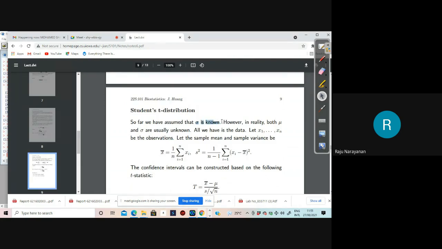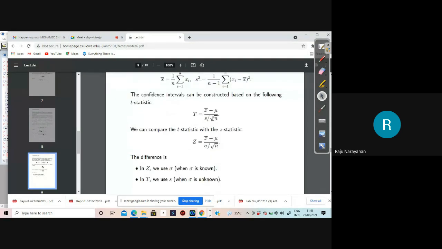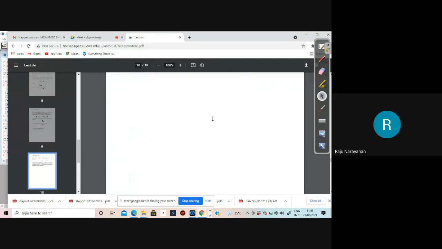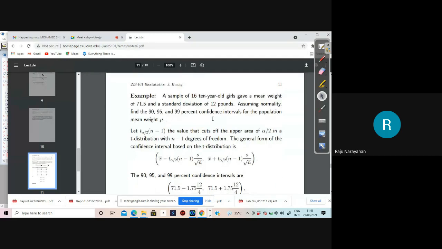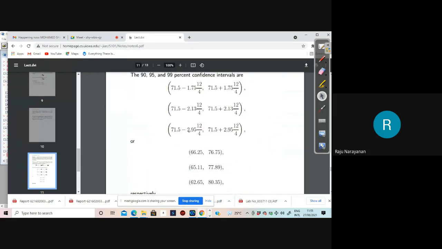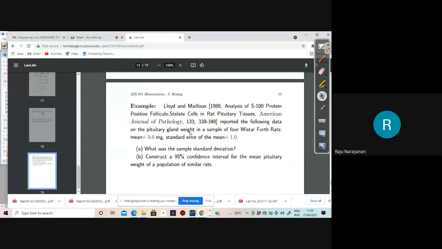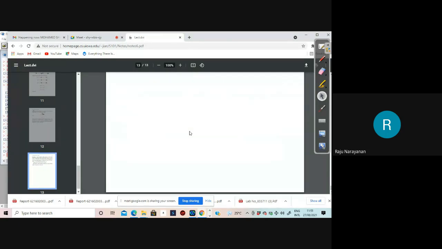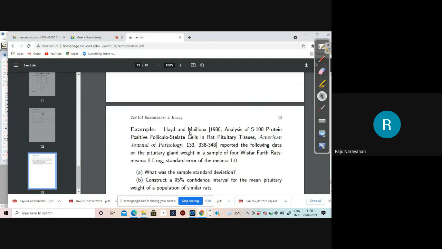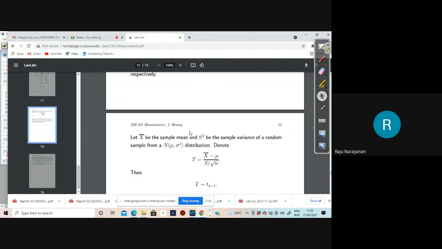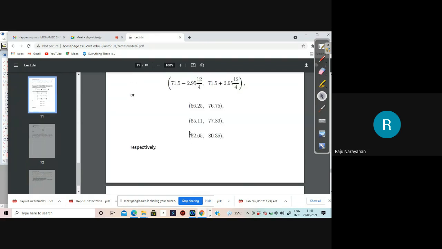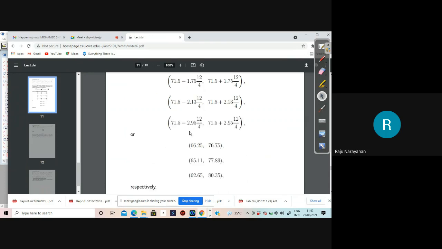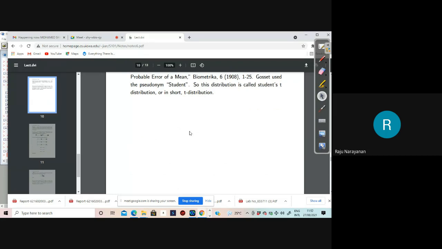Sigma is unknown. You can simulate this in R. What is to be done? Tell me the technique. What is to be done to simulate this type of intervals?